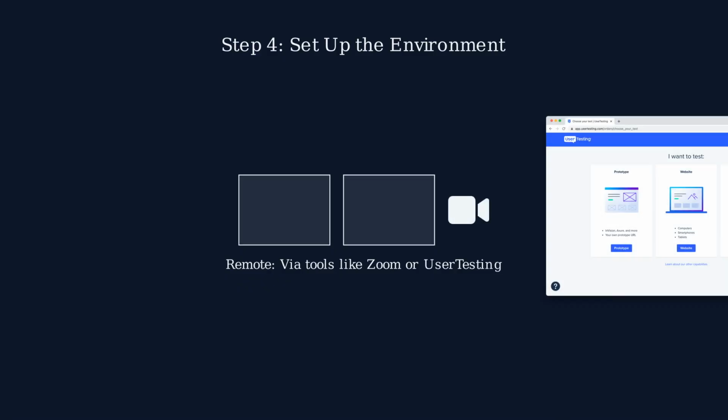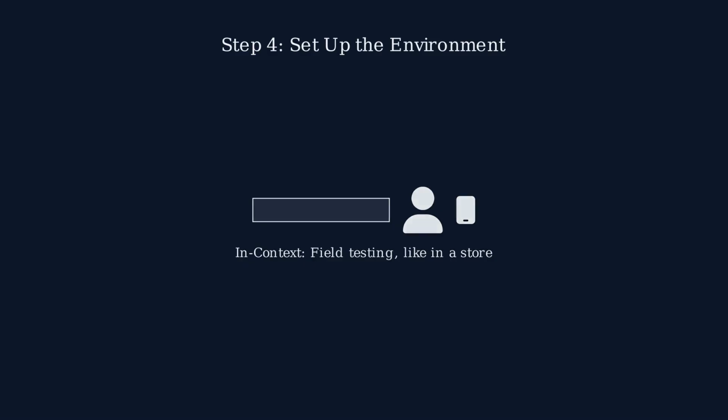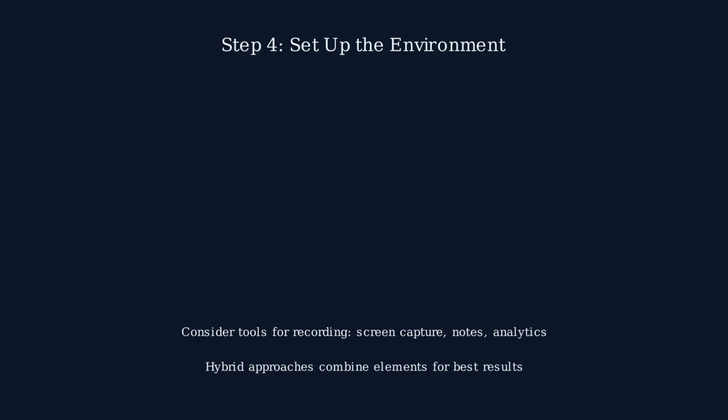Remote testing uses online tools, allowing participants to join from anywhere. Platforms like Zoom or specialized services such as user testing make this convenient and cost-effective. You can recruit globally and record sessions easily. In-context testing observes users in their natural environment, like testing a mobile app while shopping in a store. This captures real-world behaviors and context that lab settings might miss. Many teams use hybrid approaches, combining remote preparation with in-person observation or lab control with field elements. Whatever you choose, consider the tools you'll use to record results effectively.